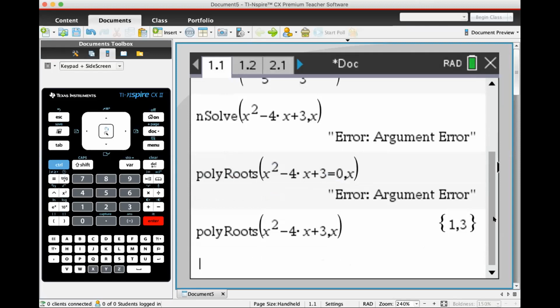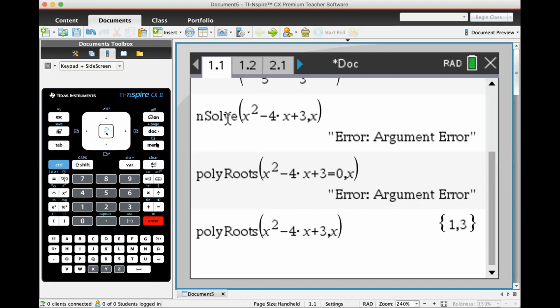Can you repeat that? Sure. The quadratic, you mean? You mean the quadratic, Aditi? Yes. Okay. So a quadratic, you won't get it on the NSolve. But for a quadratic, you use the polynomial roots.